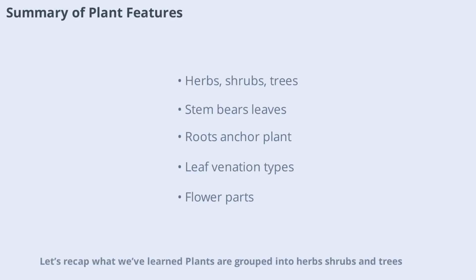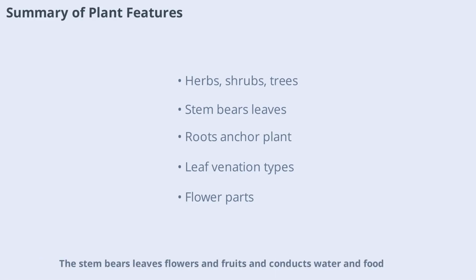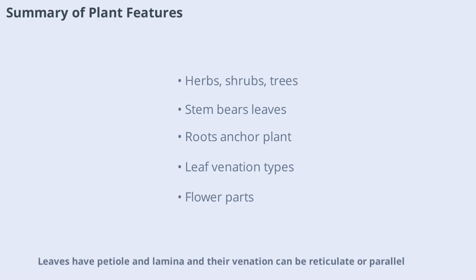Let's recap what we've learned. Plants are grouped into herbs, shrubs, and trees. The stem bears leaves, flowers, and fruits and conducts water and food. Leaves have petiole and lamina, and their venation can be reticulate or parallel. Roots absorb water and minerals and anchor the plant. Flowers consist of sepals, petals, stamens, and pistils. Each part plays a unique role in the plant's life.